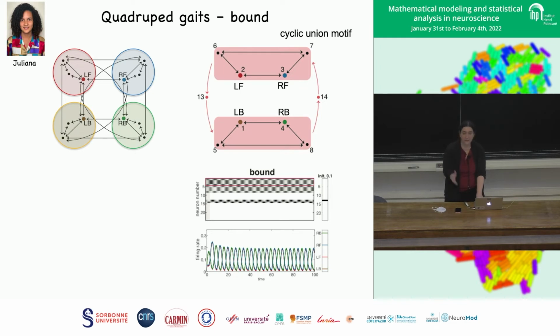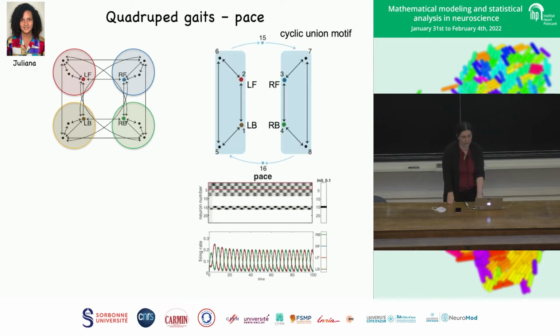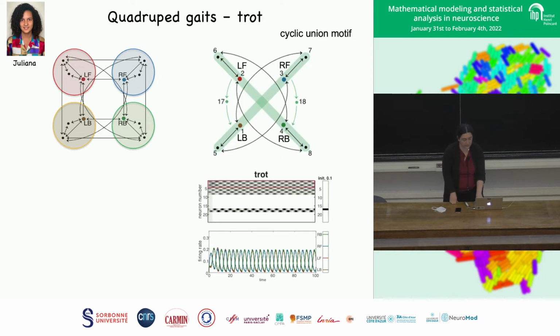So Juliana set to work, and using the cyclic union idea, she was able to make circuits, okay, for different gaits. So first she did one at a time. So here's her circuit for the bound gait. Here's her circuit for pace. So the pattern of the feet hitting the ground, or the hooves hitting the ground, is different in each case, but she's got to be reusing the same neurons, the left front, left back, right back. Okay, so these colored ones are the different neurons that are controlling the legs.